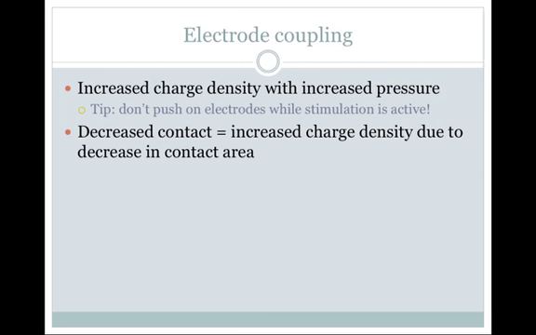All right, so the big thing to keep in mind, and this is when we talk about electrode coupling, is that we're increasing our charge density, or how much charge is coming through that pad, with increased pressure. And also, if we have a decreased contact, we have an increased charge density because we've decreased the contact area. So it's basically, again, pushing that electricity through a smaller hole. If you keep that analogy in mind, that'll probably help.